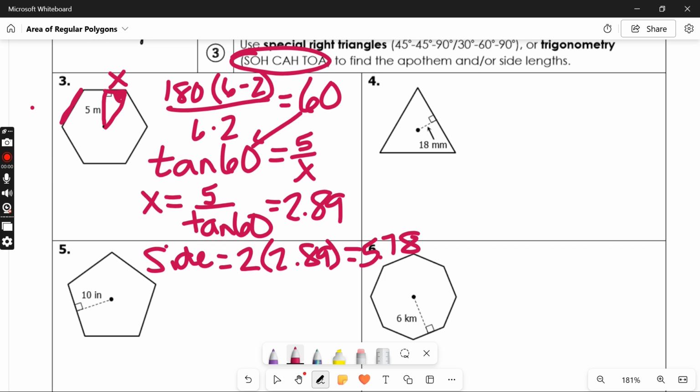Okay, so I have my apothem. I have my side length. The other thing I need is the perimeter. So perimeter, I'm going to do 6 times my side length, which is 5.78.